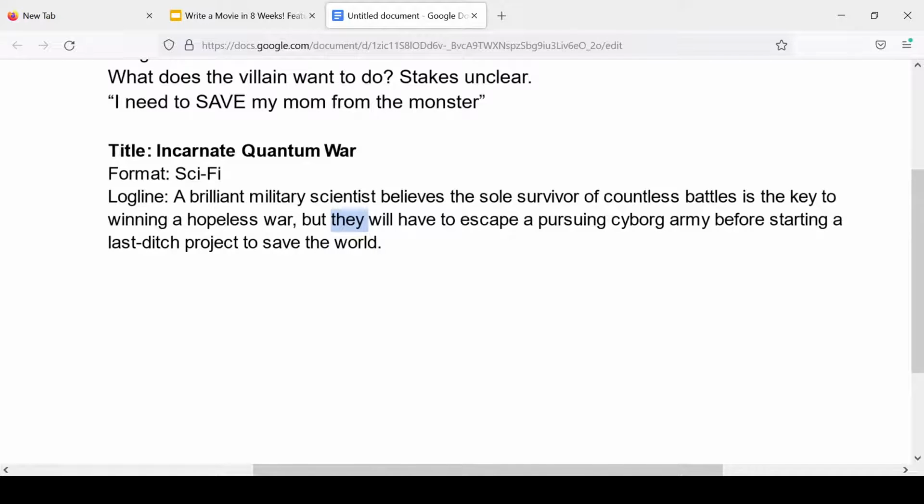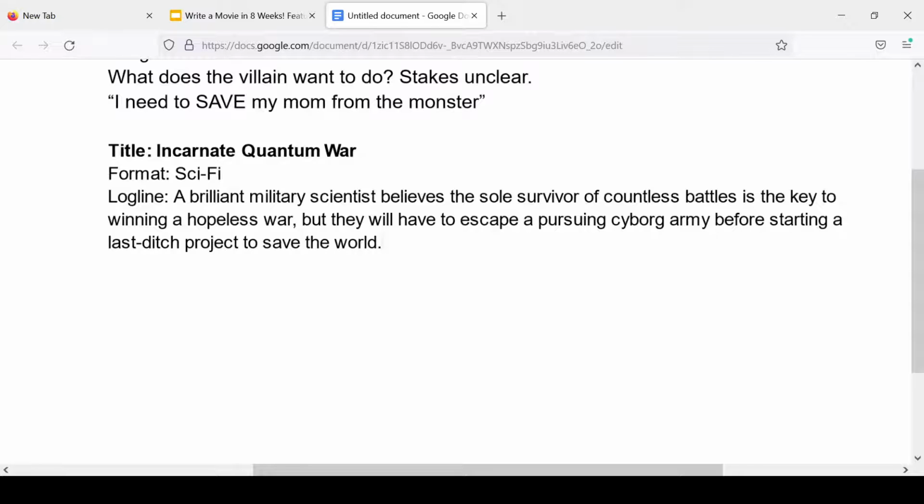They will have to escape a pursuing cyborg army before starting a last-ditch project to save the world. I'm intrigued by the big ideas of this, but it's a little bit too big at the moment. I'm having trouble actually figuring out what some of these things mean and what's going on here. Let me maybe ask a couple questions.